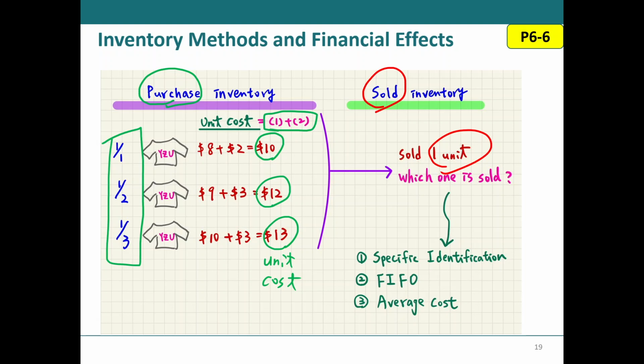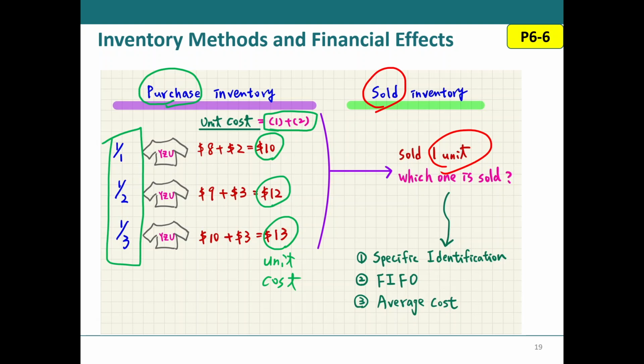Okay? So what's the problem? The problem is for sellers, which one was sold. In most cases, they don't know it. So that's why today we have 3 methods. We use these 3 methods to determine which one was sold. Okay? So that's our point right here. We use 3 methods trying to figure out which one was sold.